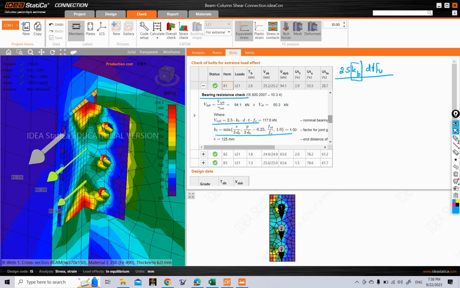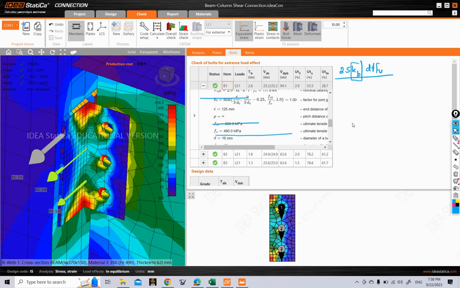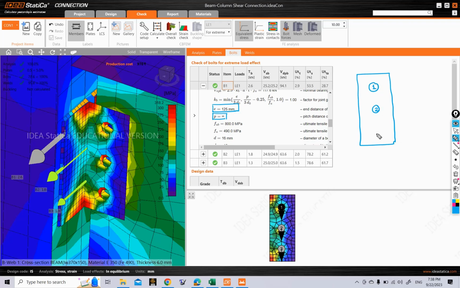Now to determine these four values, if you see here, e is the end distance, this is taken as 125 mm, and pitch is taken as infinity. So what is happening here? This is for the first bolt. If this is our cleat plate, we have bolt number 1 here, bolt number 2 and bolt number 3. So for bolt 1, the end distance is taken as 125 mm and the pitch is taken as infinity.